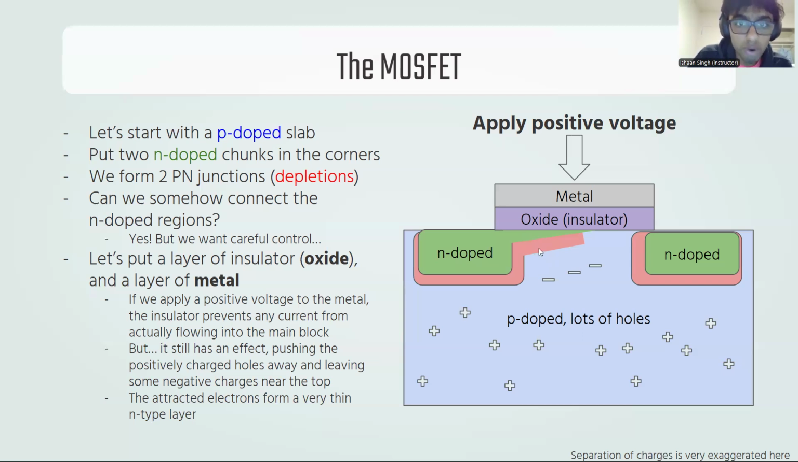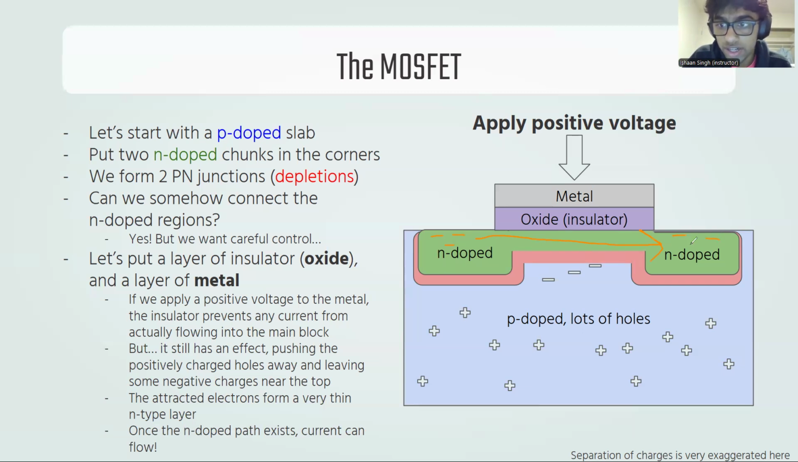If we apply even more gate voltage, we make that layer even larger, to the point that now we've connected the n-doped regions. And so now my minus charges sitting here can flow to my minus charges sitting here, okay? In other words, we've opened the gate, okay? And I'm using that word gate very carefully here. We've opened the gate for current to flow, okay?